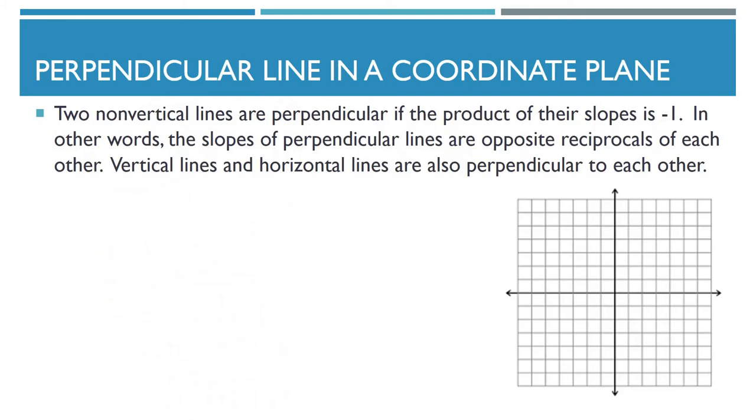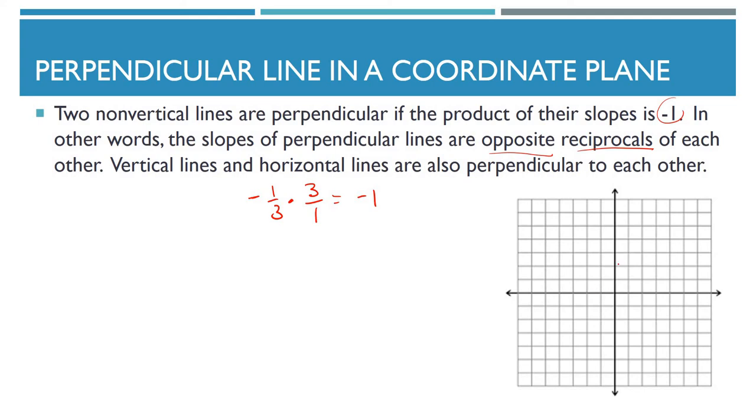Okay, perpendicular lines. Two non-vertical lines are perpendicular if the product of their slopes is -1. In other words, the slopes of perpendicular lines are opposite reciprocals, that's what gets me the -1. So if one line has a slope of -1/3, the other line would need a slope of 3 over 1. Reciprocal and opposite sign, and if I multiply these together, I get -1.